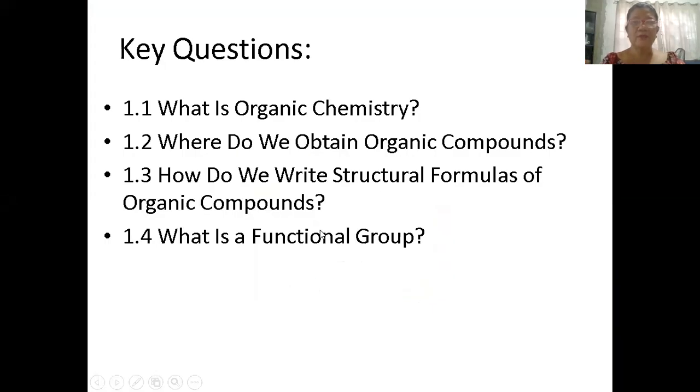These are the key questions that we are going to discuss. What is organic chemistry? Where do we obtain organic compounds? How are we going to write the structural formulas of organic compounds? And what are functional groups? These are just four questions, but this will take time for us to discuss.